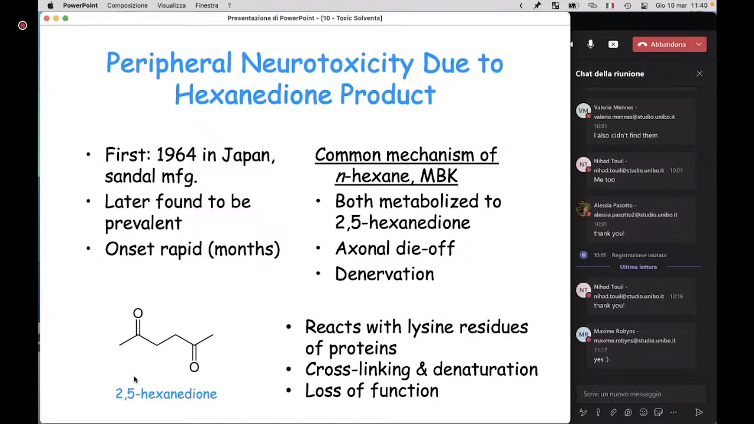And this toxicity was mainly due to the axonal death, neuron death, and of course denervation. So the nerve will die, and again this will also cause atrophy. The specific mechanism is the reaction of this compound with proteins, and in particular with lysine amino acid within proteins, which leads to cross-linking. So different proteins will bind together, producing, of course, the loss of function of those proteins. We see a lot of toxicity mechanisms involve the disruption of protein function. This underlines the importance of proteins of different kinds, of course, in the functioning of the body in general.